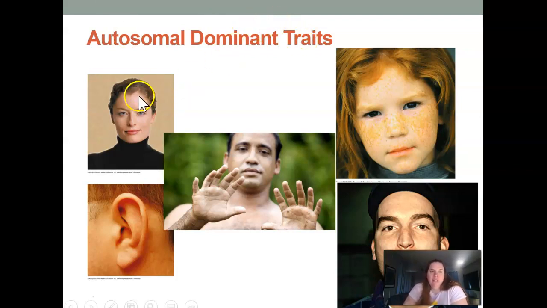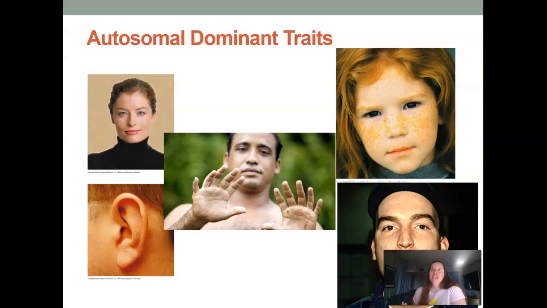So for example, a dominant allele can lead to a widow's peak on your forehead, where your hair grows in a V pattern in the middle of your forehead. Other examples are attached versus unattached earlobes, freckles, and the ability to roll your tongue. Try it really quick. I think I could do it. Wait, maybe I can't do it. I can do it. And then this one kind of blew me away. I looked at this picture for a little while before I figured out that he has six fingers. That's a dominant trait, which is kind of an interesting idea.